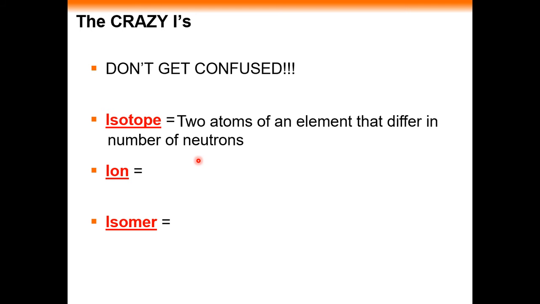Right. So an isotope is where you have two atoms of the same element, so they're both carbon, but they differ in the number of neutrons. This one has 6 neutrons, this one has 7, that one has 5. They're isotopes of each other. They're all carbon, but they just have different numbers of neutrons.